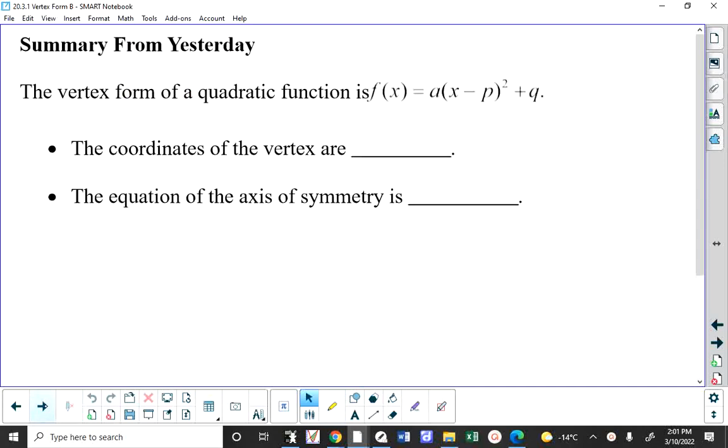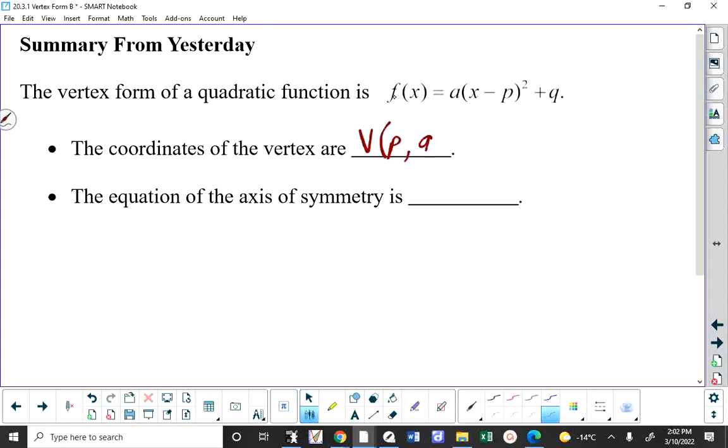So as a summary from yesterday, we have that the vertex form of a quadratic function is f of x equals a times (x minus p) quantity squared plus q. The coordinates of the vertex, this should be child's play really, are p comma q. You can choose to understand why, or you can just choose to know that that's the case.